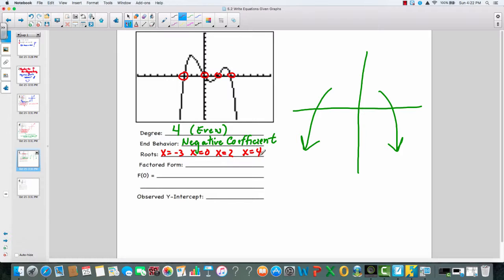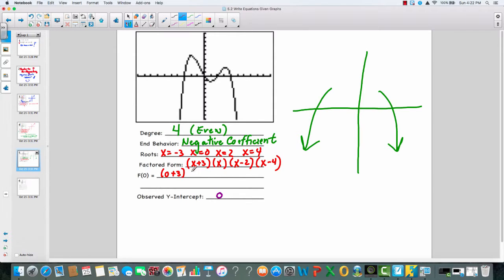Let's put that into factored form. Remember, change the signs of your roots. x plus 3. What happens when you have x equals 0? It's just x. x minus 2 and x minus 4. Perfect. So, does the picture of this y-intercept, which we observe to be at 0, is that the same as the y-intercept that we would get using our factored form? If so, we're basically done. If not, we have to make an adjustment, so let's take a look. Let's plug in 0 for x.